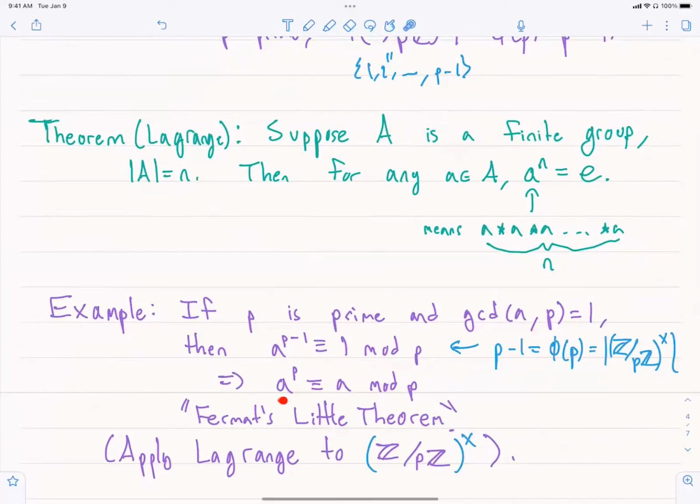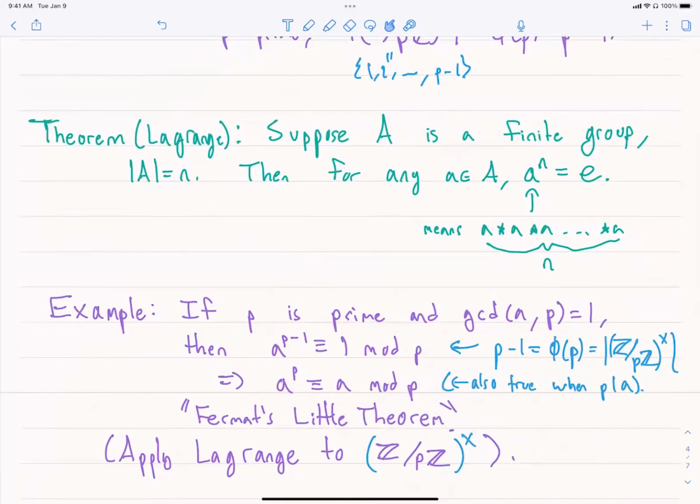The nice part about this equation is that it is true when a is equal to 0 as well. So this one's also true when p divides a, which is why sometimes people prefer this expression. That's easy to see, because when p divides a, both sides are 0. So the interesting case is when p doesn't divide a, when the GCD is 1, and then this statement is really equivalent to Lagrange's theorem applied to (Z/pZ)^×.